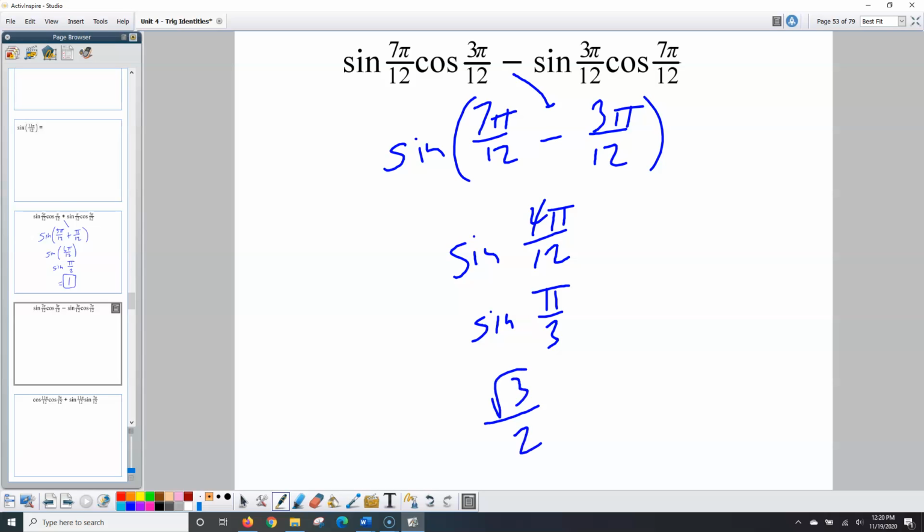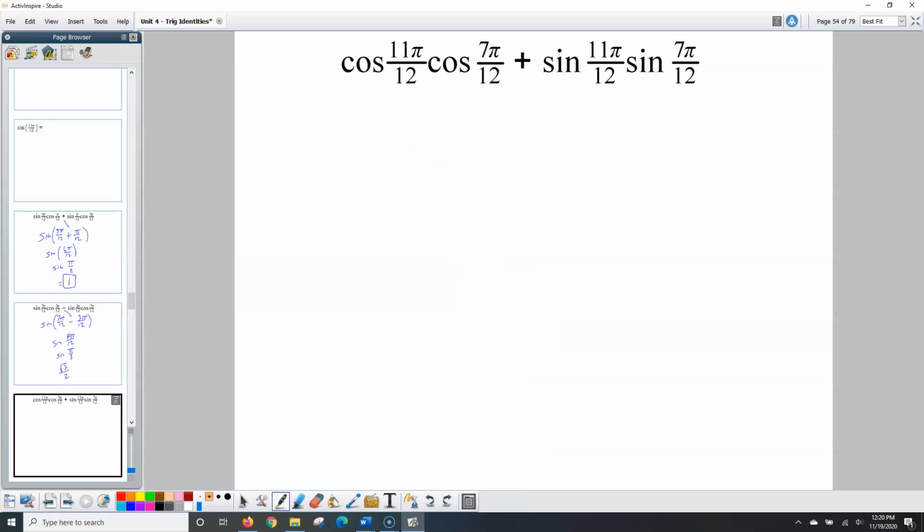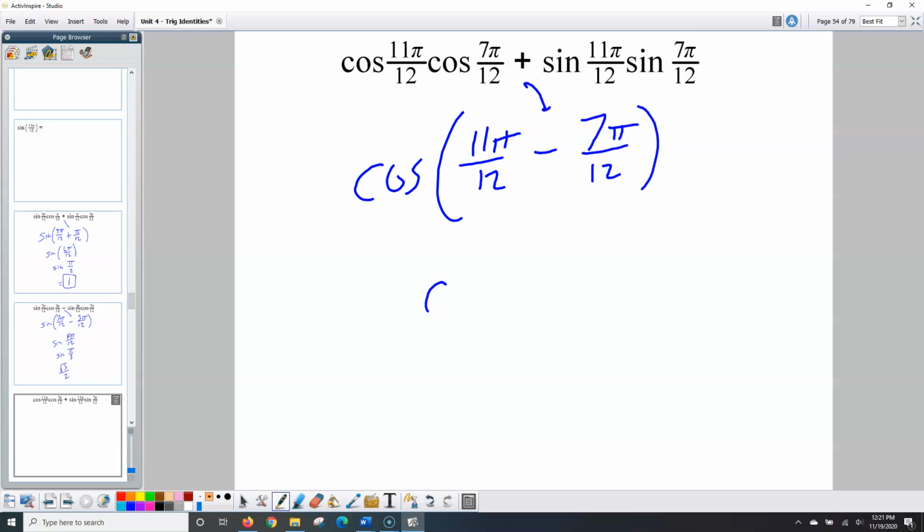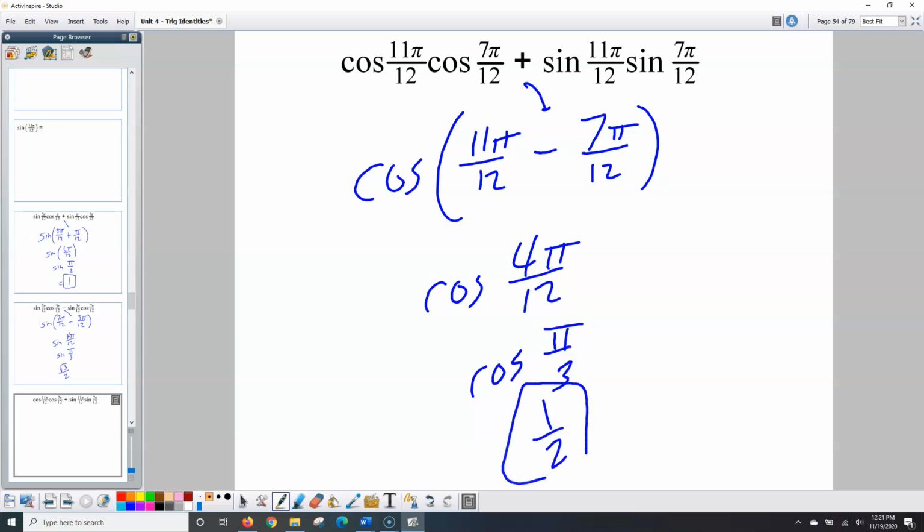Let's do one more of these. All right, I got a cosine function. So cosine of 11 pi over 12. Cosine is the different sign. 7 pi over 12. So this is cosine of 4 pi over 12. Cosine of pi over 3. The x value of that is equal to 1/2.